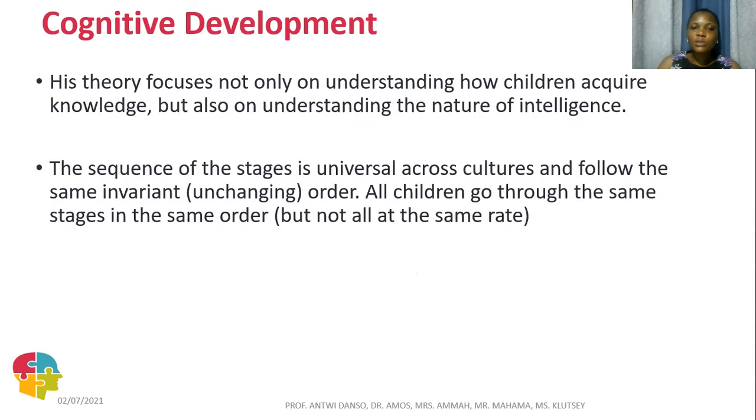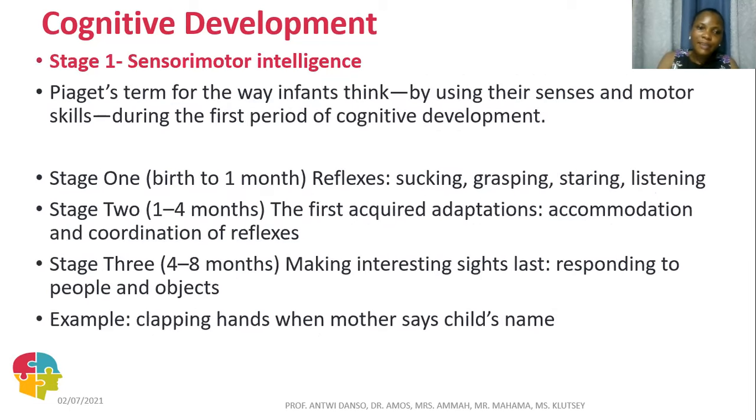Now, the theory focuses not only on understanding how children acquire intelligence or knowledge, but on the nature of that intelligence. So it tells you that children below 7 years think in concrete terms. You have to show them for them to understand. You can't say things to them in abstract terms and expect them to understand. And the sequence of the stages is universal. That is what I said, that everyone moves through these stages in the same order. So you cannot go through stage 3 before coming to stage 1. You have to start from stage 1 to stage 2 to stage 3 to stage 4.